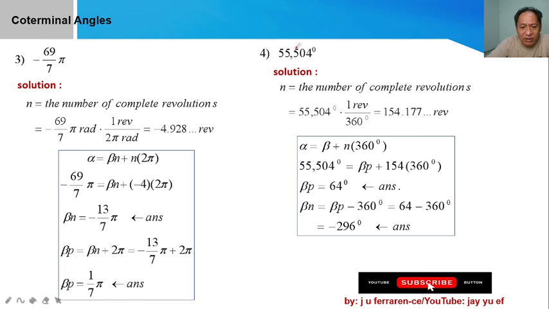Substitute the value. That's the given, 55,504 degrees. The angle to be determined is the smallest positive because the angle is positive. The complete rotation of 154 is multiplied with 360 degrees. By combining them, we have a difference of 64 degrees. Then, the smallest negative is equal to the smallest positive, 64 subtracted by 360 degrees, and we arrive at the result of negative 296 degrees as the answer.